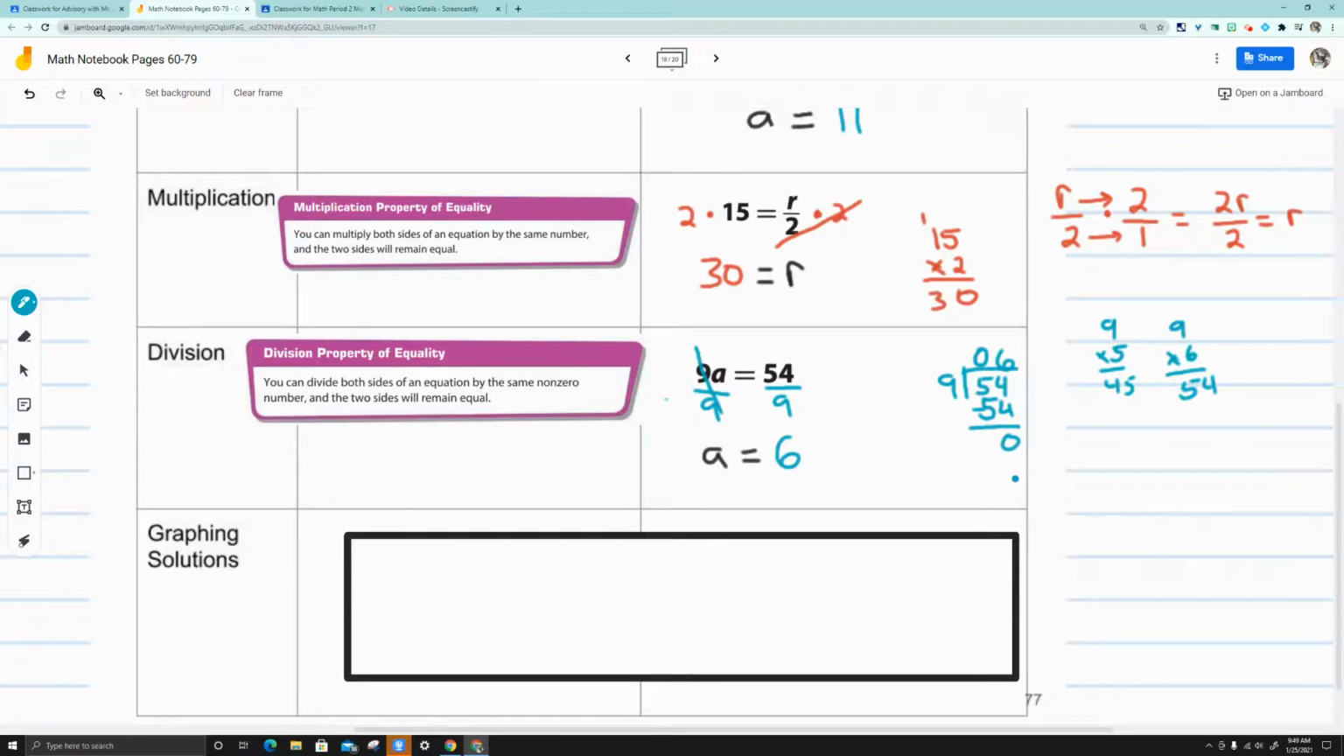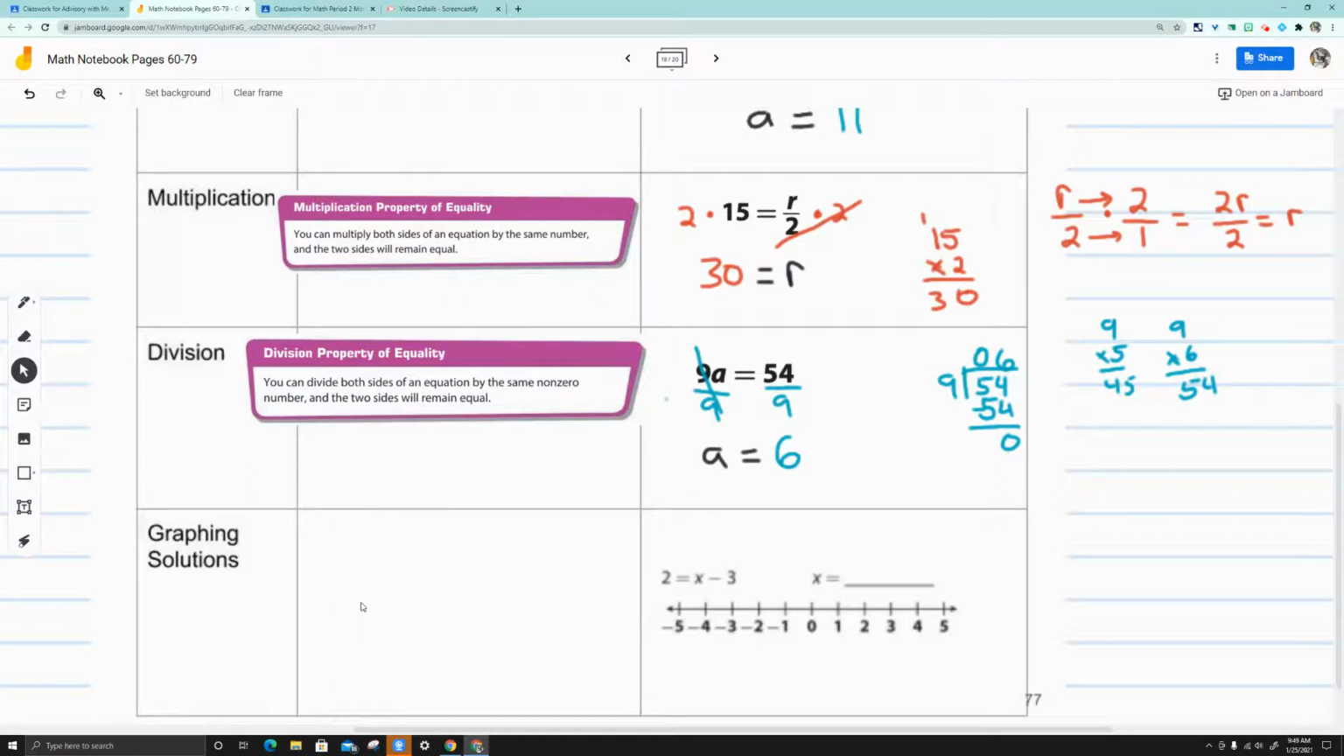Now, down at the very bottom, we have graphing solutions, and I'm going to give you an example for that too. Here we have the example 2 equals x minus 3. We have a space where x is supposed to equal a number, and then a place for us to graph that on the number line. So we're solving for x. I'm going to rewrite this as 2 equals x minus 3. I'm getting that from over here.